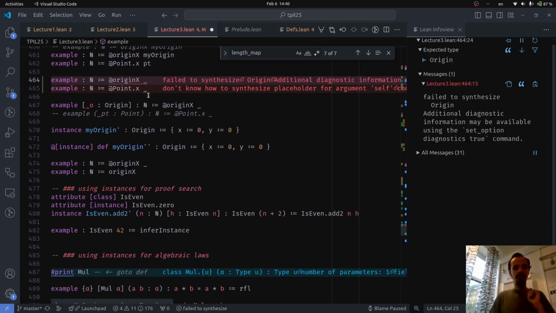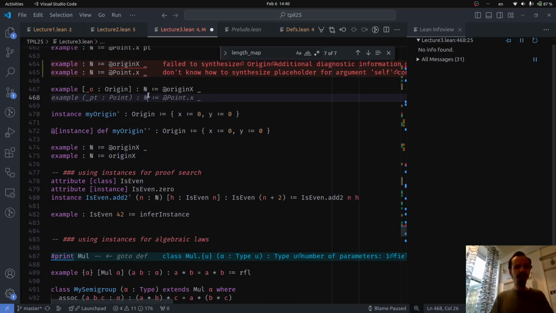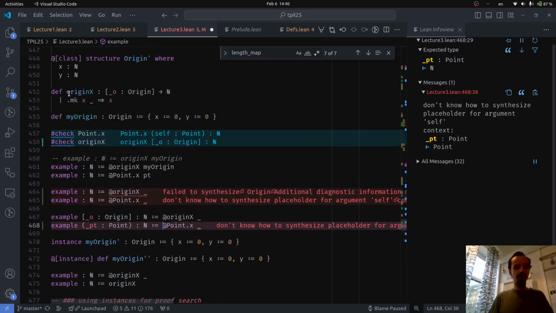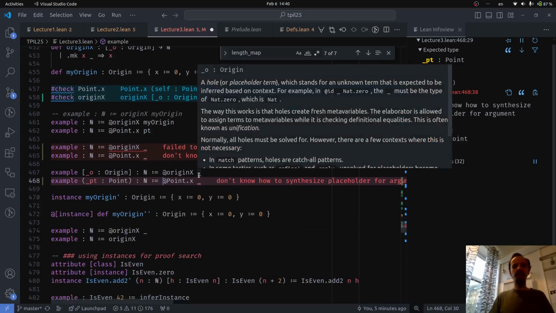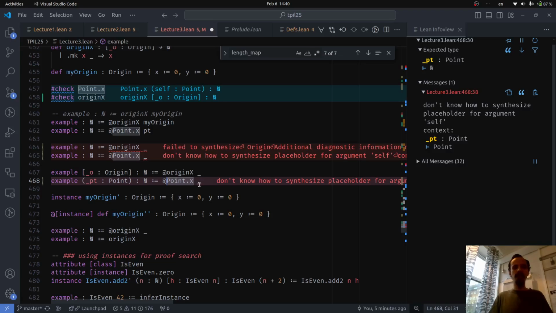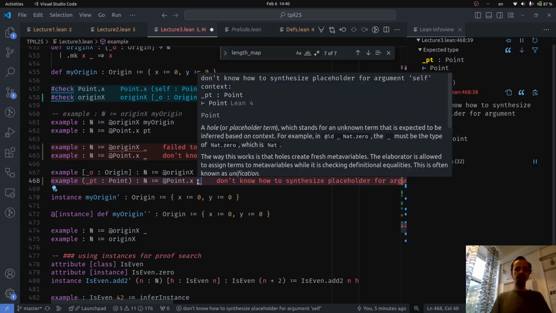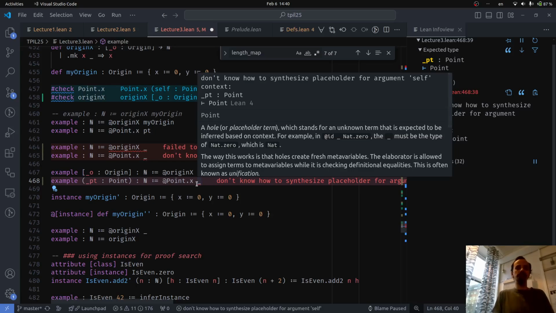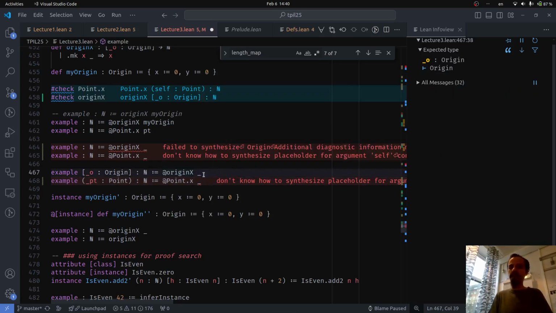So what's the idea? Well, the difference is when it's a type class, it's going to try looking around in your context for things of the right type. So here, with point.x, there's a point in context. It could be using it. It could write point here, but it's not. It just says, I don't know. Whereas here, it notices that there's an origin and it's looking for one, so it just uses it.